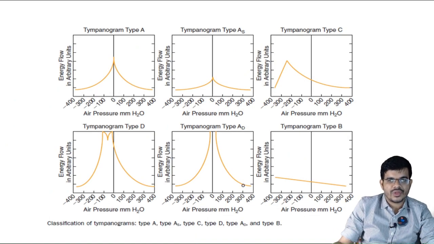So these are the various curves that you see here. You can see the A curve, the As curve, the Ad curve. Oh, sorry, this is the D curve. This is the Ad curve. The D curve you need not know. This is the B curve.